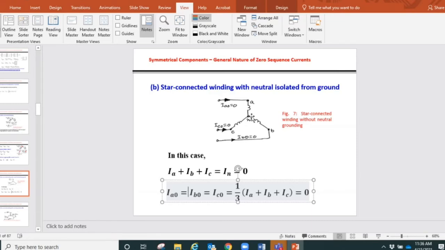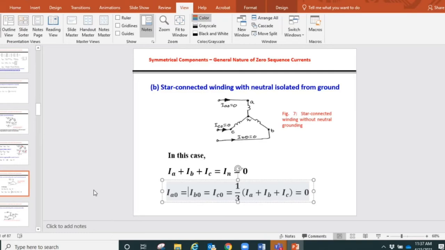If we have a star connection of three windings with its neutral isolated from the ground, we will not get any zero sequence component of current in the lines as well as in the phases. Is that clear to everyone? Yes, sir. Good, thank you very much.